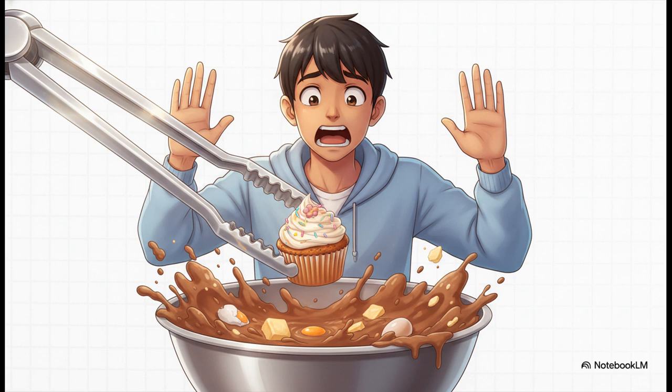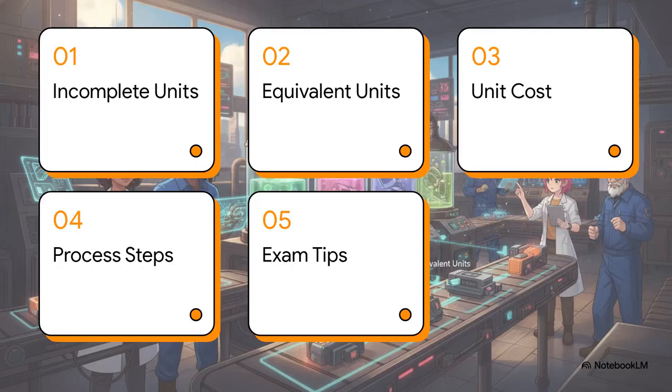And honestly, this is the biggest trap diploma students fall into when they first start learning process costing. You just can't add fully finished goods together with partially completed units. It doesn't make logical sense, and it definitely doesn't make mathematical sense. So here's our game plan for today. 1. Intro to incomplete units. 2. The magic of equivalent units. 3. Calculating the unit cost. 4. The 4 process steps. And 5. Exam tips and a final summary. Let's get right into it.